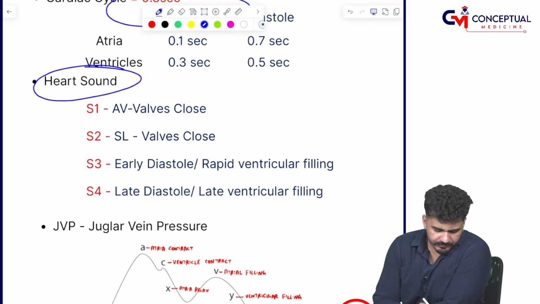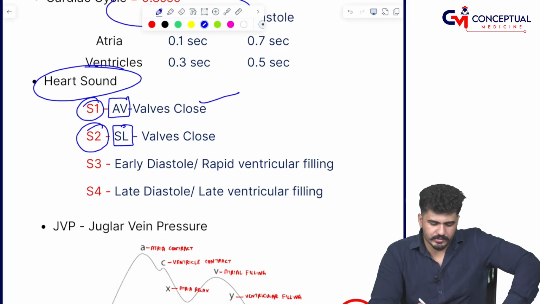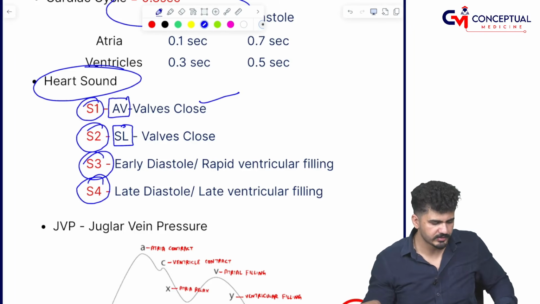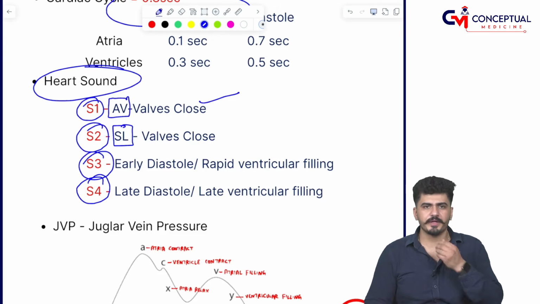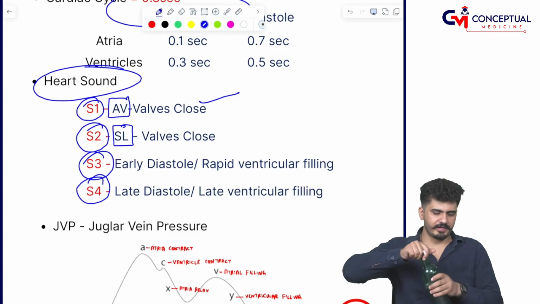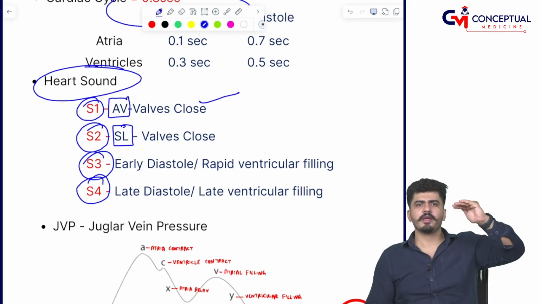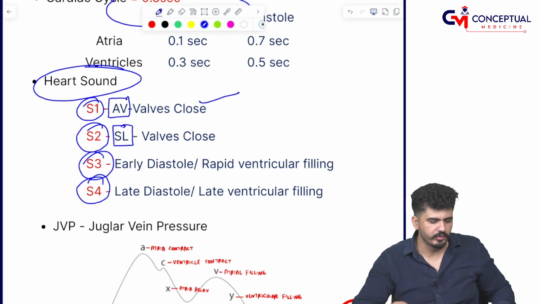When the atrioventricular valve closes, S1 is produced. When semilunar valves close, S2 is produced. Early diastole, S3. Late diastole, there will be S4. So I'll ask some questions. S1 is produced when? S2 is produced when? S3 is produced when? When ventricular filling happens early, that is S3. When late filling happens, that is S4.